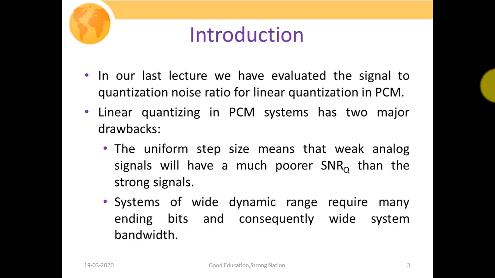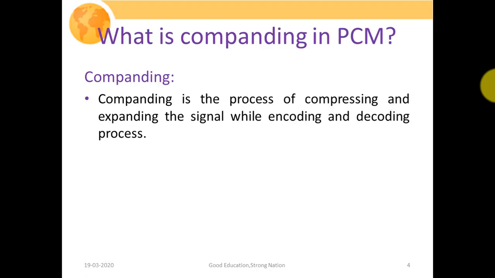So how can we overcome them? The solution is companding. Now the question is, what is companding in a pulse code modulation system? Companding is the process of compressing and expanding a signal during the encoding and decoding process. What we are trying to do in companding is compress our signal when the signal strength is higher, and expand our signal when it has lower amplitude values. Obviously, if we expand our lower amplitude values, the signal to noise ratio will improve.